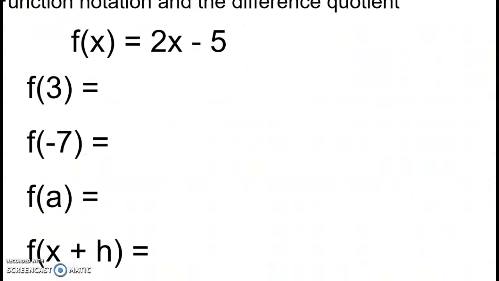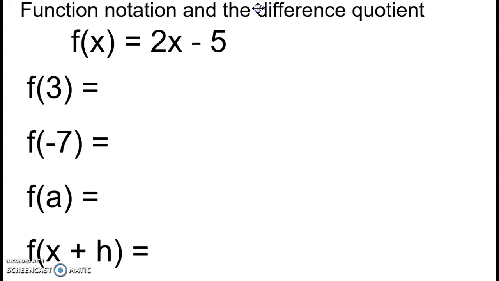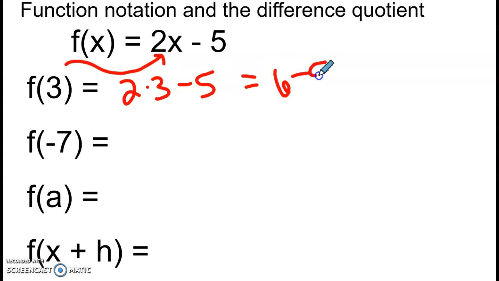Okay, function notation I know we've had. Okay, you understand what f of x means. I know that. You know that f of 3 means put 3 in for x. 2 times 3 minus 5, 6 minus 5. F of 3 is 1. That means the y coordinate that goes with 3, if I was going to graph this, would be 1.